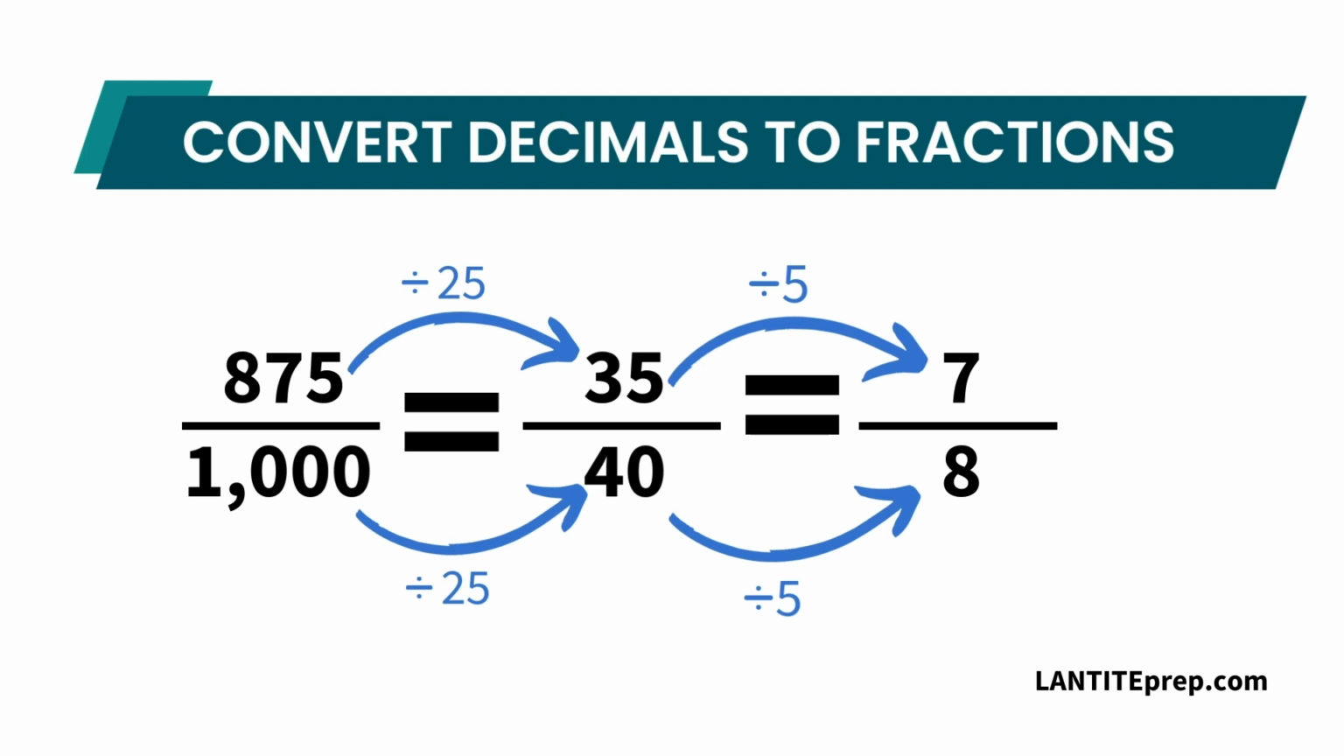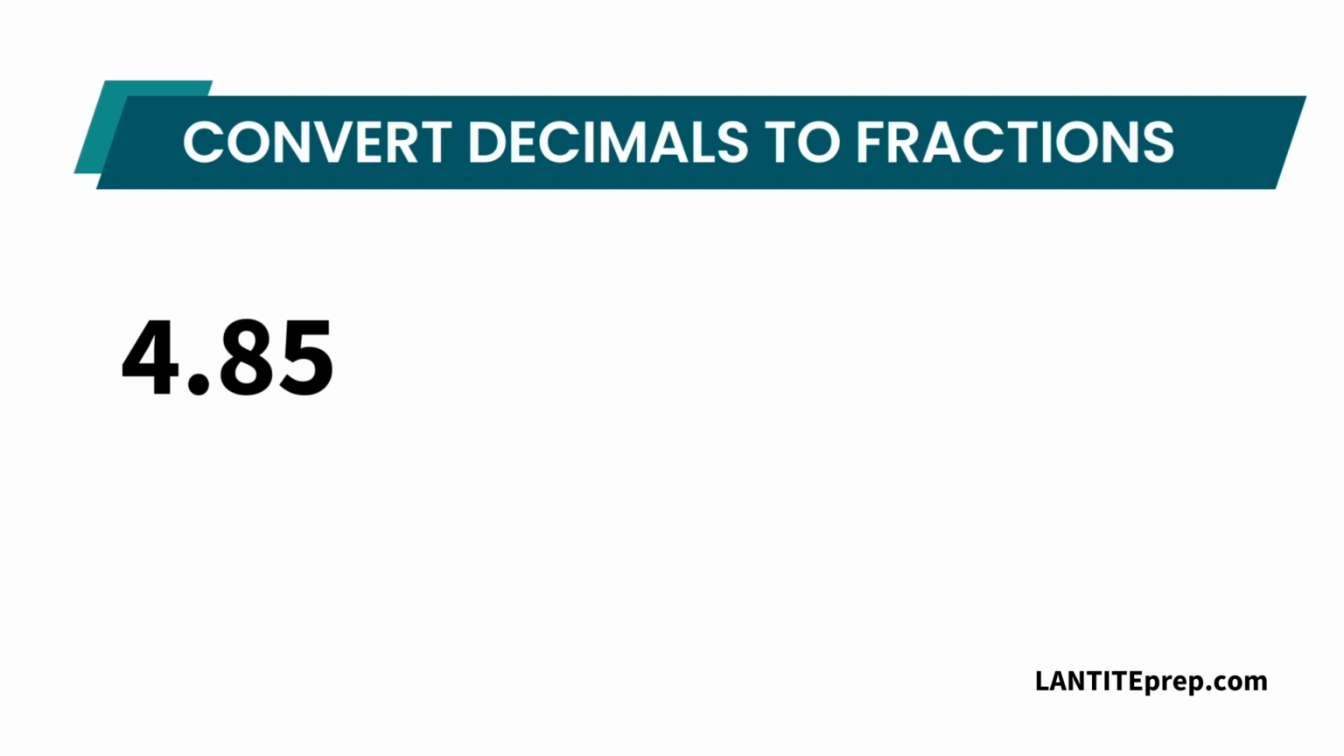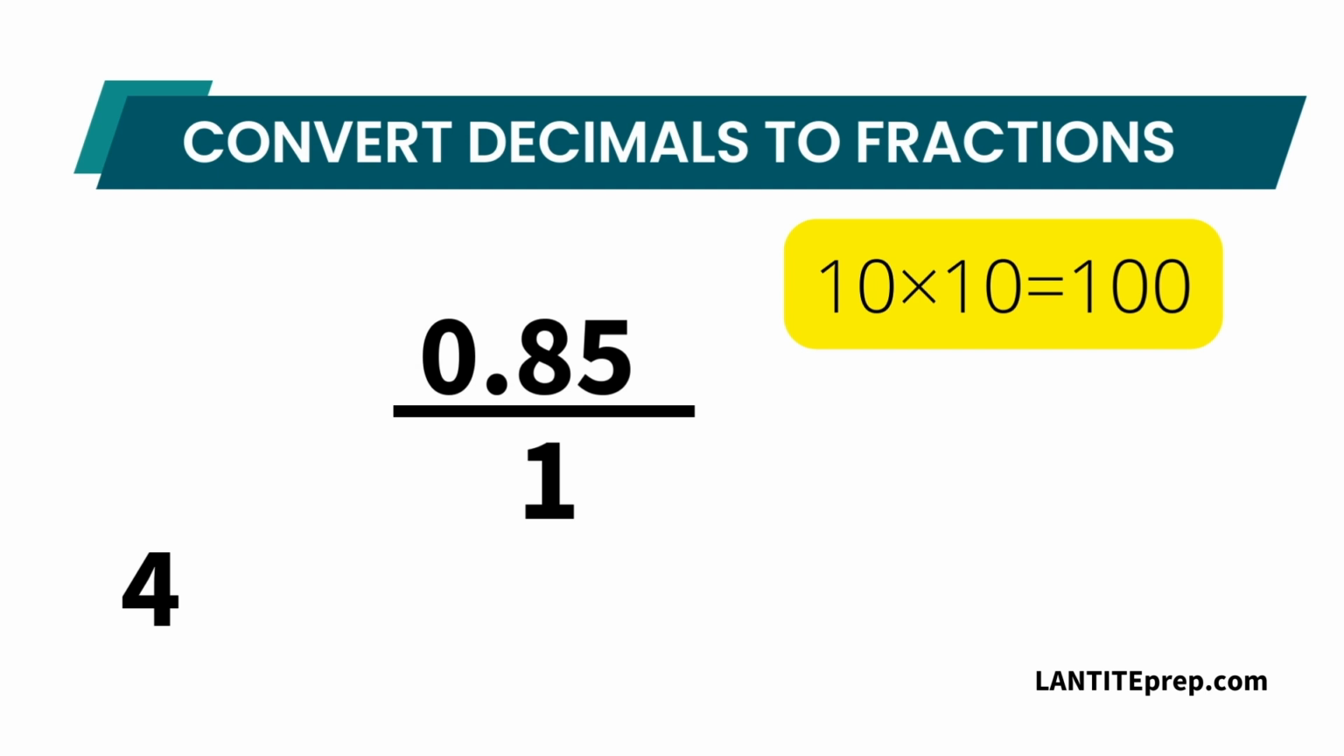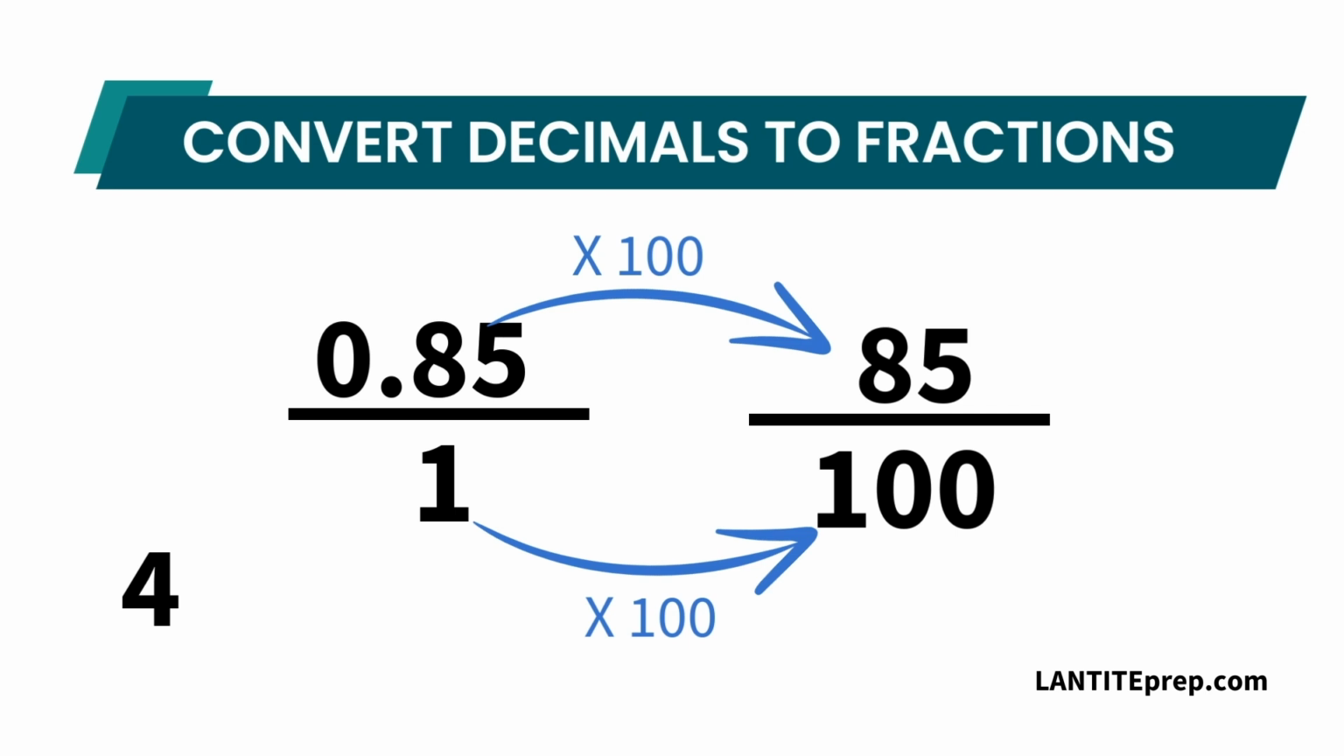And how about when there is a whole number, such as 4.85? Take a moment to see if you can convert this decimal into a fraction. Wonderful. Let's now see how it's done. First, we want to put the whole number aside for now. Then, just like in our previous step, we'll want to put this decimal over 1. Multiply both the top and bottom numbers by the amount of place values after the decimal. In this case, that will be 100, since 2 digits after the decimal point means 10 times 10 equals 100, which will result in a new fraction of 85 over 100.